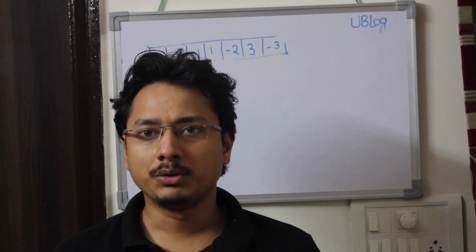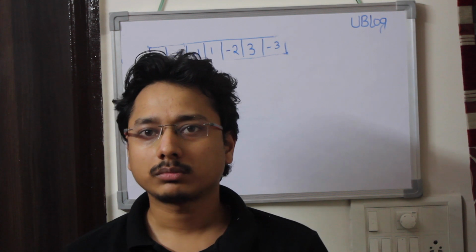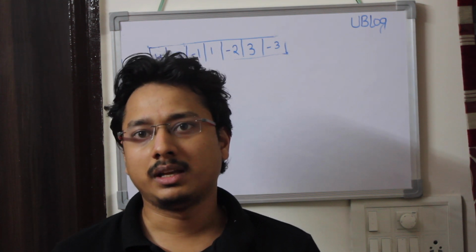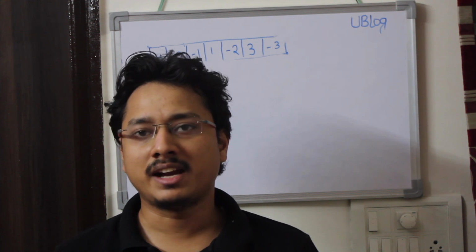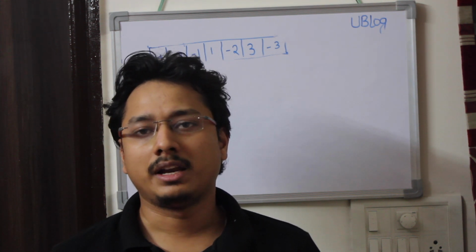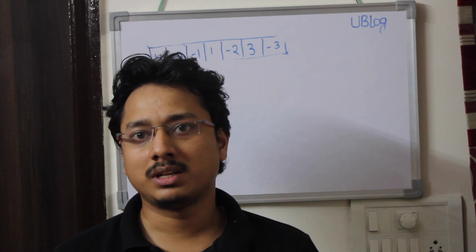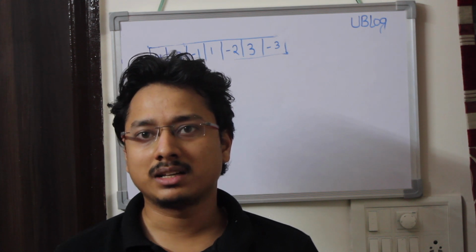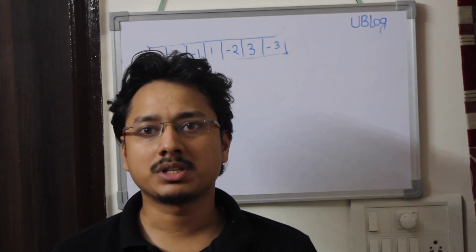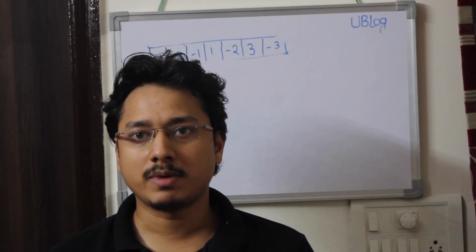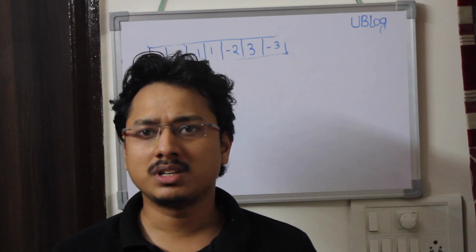So the code is very simple. You need to iterate through the array, and at every point you need to check if there is an entry in the hash map for the current sum minus x. If there is an entry, you need to update the count result. If there is no entry, you need to check whether there are any other subarrays with the given sum. If there are, you update the count, and if there are none, you just put a new entry in the hash map with count as 1, and iterate through the entire loop. So this is just a simple code.